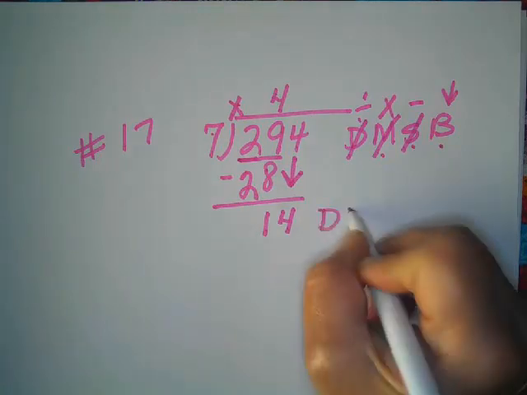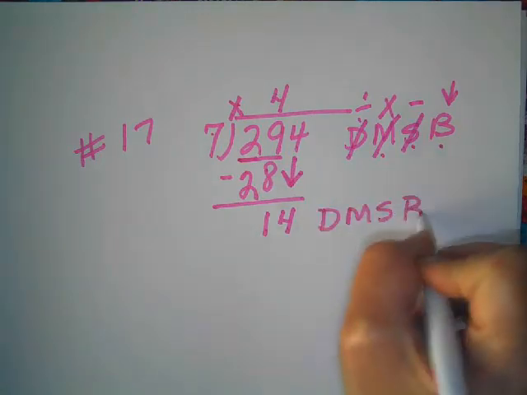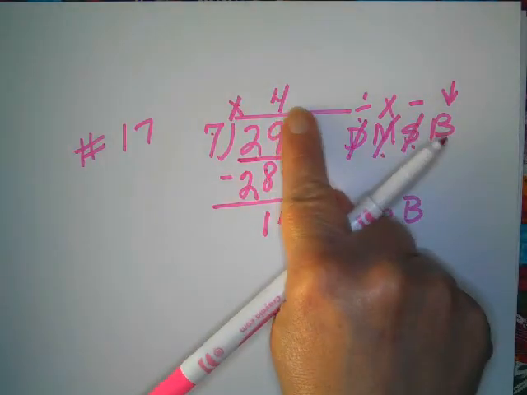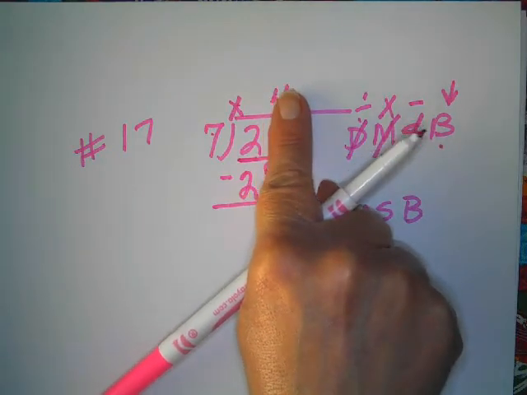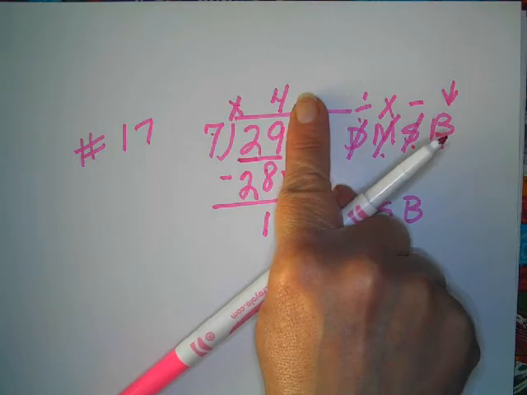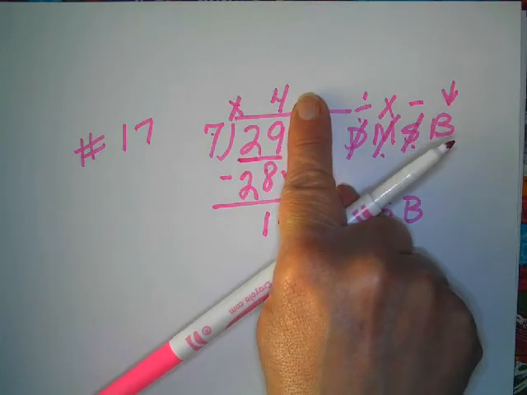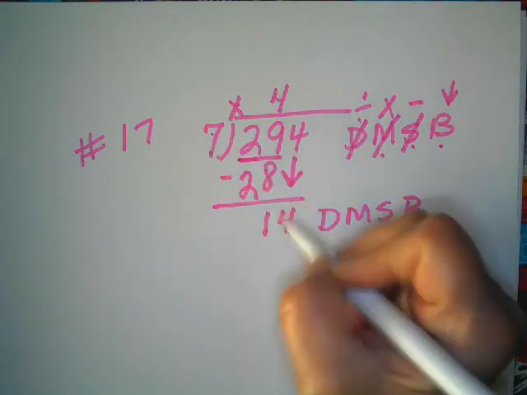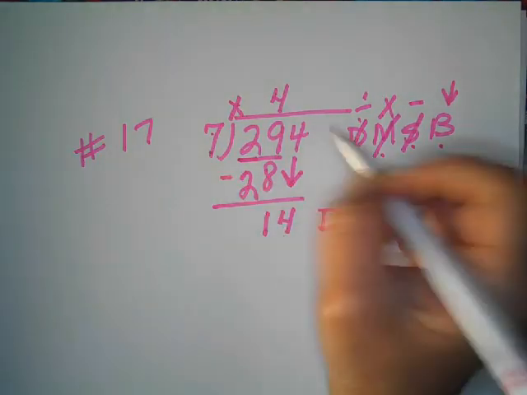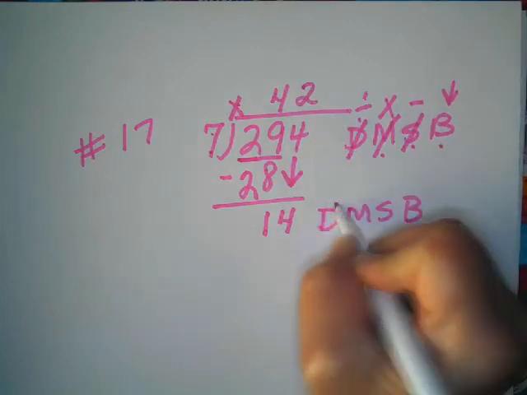Brand new. Does McDonald's sell biscuits? Notice we did put the 4 not on top of the 2 because we're not working with 2. We were working with 29. So put the 4 on top of the 9. Alright, so let's divide. How many times does 7 go inside of 14? And that is 2 times.